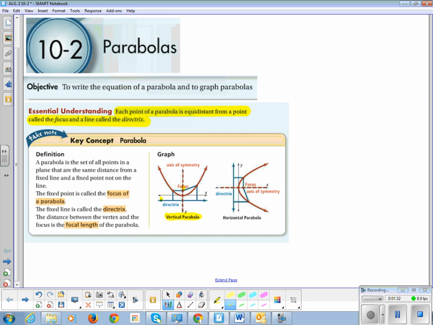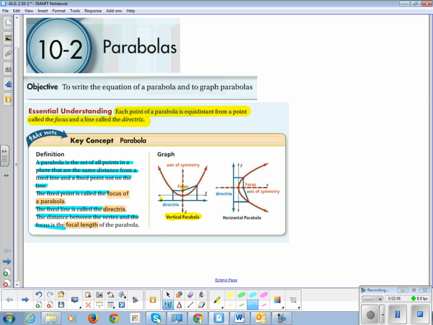So our key concept is that a parabola is a set of all points in a plane that are the same distance from a fixed line and a fixed point not on the line. The fixed point is called the focus of the parabola. The fixed line is called the directrix. And the distance between the vertex and the focus is the focal length.